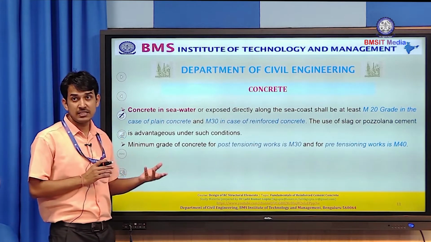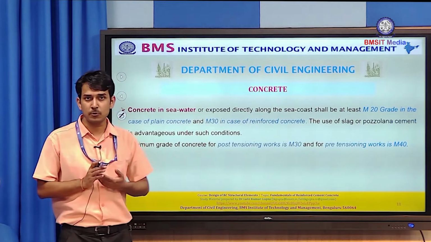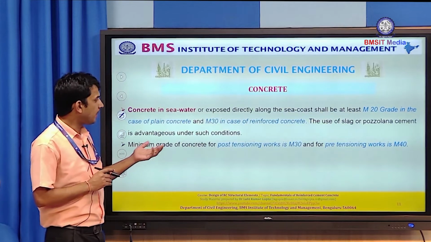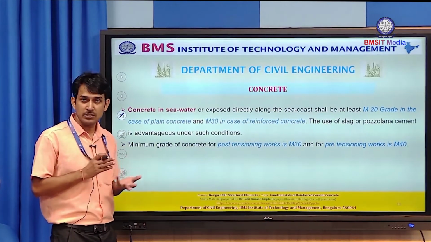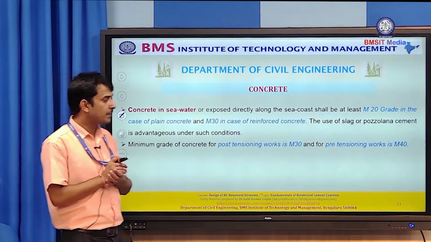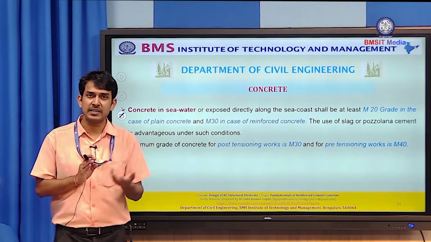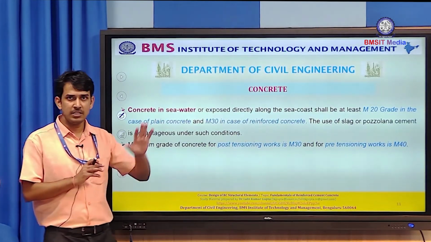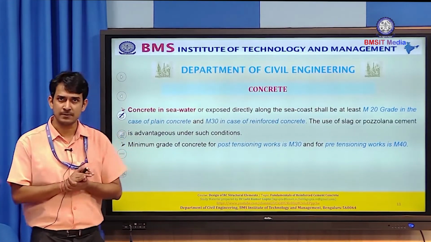It also suggests that using a special type of cement, that is slag cement or pozzolana cement, is better in such conditions. If we are going for concreting for post-tensioning works, then we have to use M30 grade of concrete. Or for pre-tensioning works, in that condition we have to use M40 grade of concrete. All these specifications which I am discussing with you are given in IS 456.